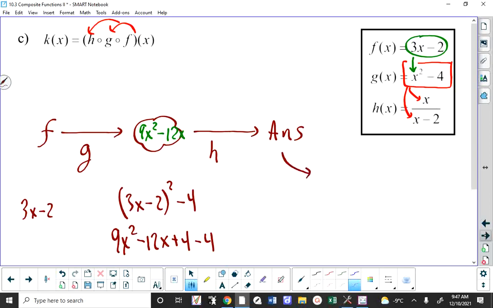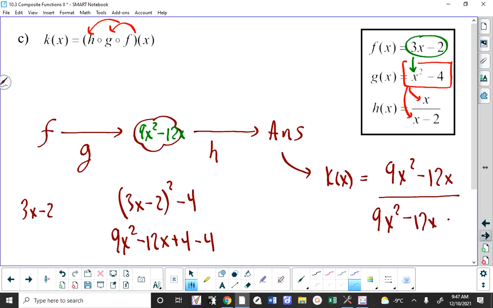So the answer is going to be k of x will be that thing, which is the input in h, 9x squared minus 12x, over the input minus 2, which is 9x squared minus 12x minus 2. Complicated. It's not hard complicated. It's complicated to think about and to organize the thought in your head as to what it is you have to do. The math itself is pretty basic.